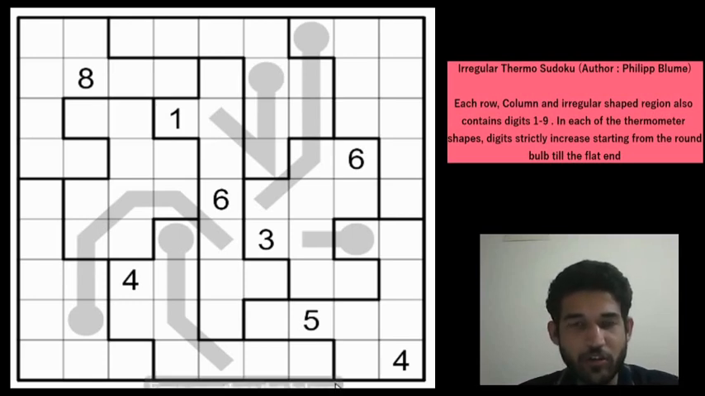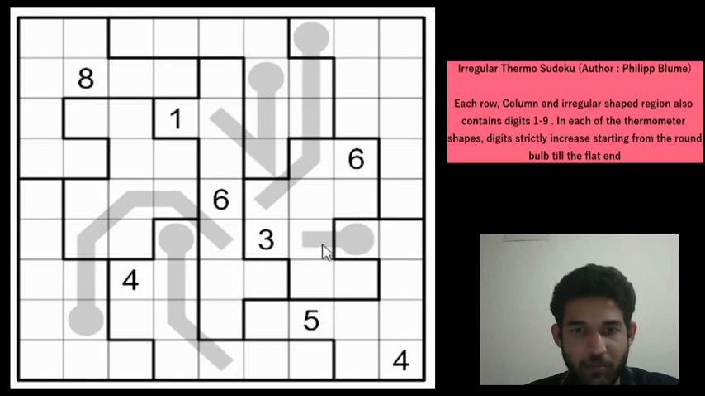Now moving on to the rules. The rules are each row, each column and each of the irregular shaped regions will contain the digits 1 to 9. There are 9 irregular shaped regions in the grid and each of these regions will contain 1 to 9. Also, there are some thermometer shapes in the grid as you can see.